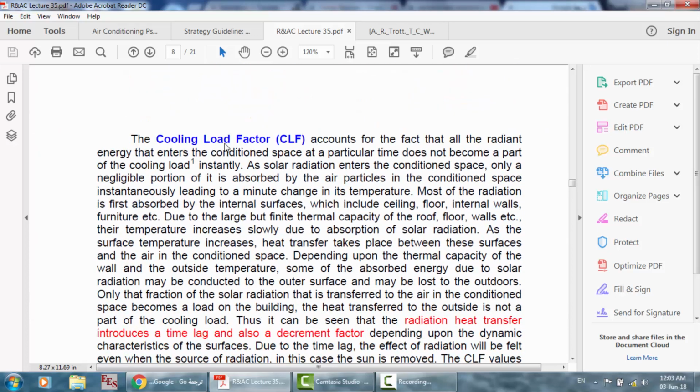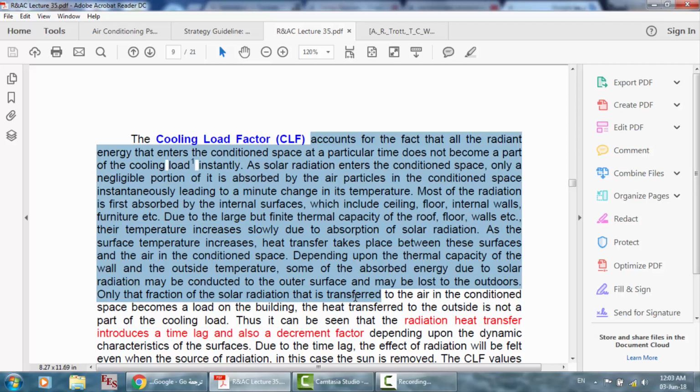And here the CLF accounts for the fact that all the radiant energy that enters the conditioned space at a particular time does not become a part of the cooling load instantly. As solar radiation enters the conditioned space, only a negligible portion of it is absorbed by the air particles instantaneously, leading to a minute change in the temperature. Most of the radiation is first absorbed by the internal surfaces, which include ceiling, floor, internal walls, furniture.